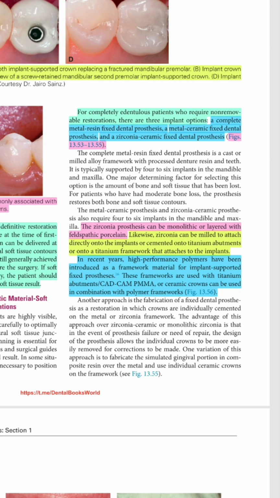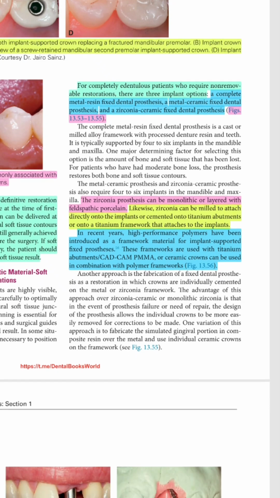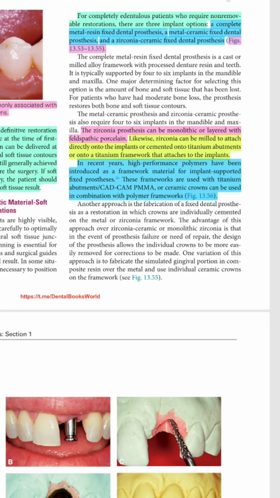Let's discuss the fixed dentures of an edentulous patient. We have 3 implant options: the complete metal resin fixed dental prosthesis, a metal ceramic fixed dental prosthesis, and a zirconia ceramic fixed dental prosthesis. The framework can be metal or it can be the new material, PMMA, which is a polymer that is used as a framework in combination with the ceramic crowns.